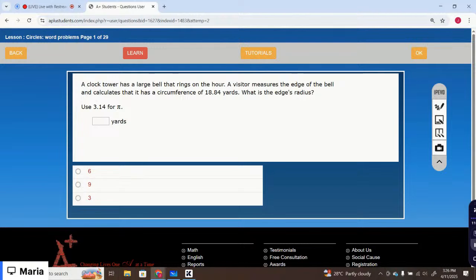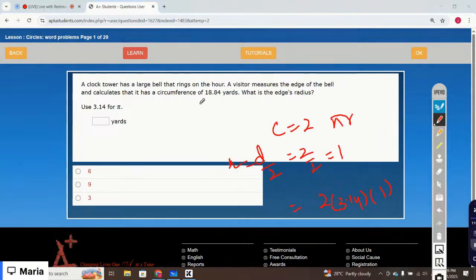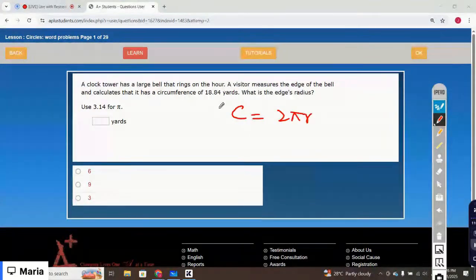A clock tower has a large bell that rings on the hour. A visitor measures the edge of the bell and calculates its circumference. That is 18.84. What is the edge's radius? We are given the circumference. You need to calculate the radius. We know that the circumference is C equals 2 pi r. We need to calculate the value of r, that is C divided by 2 pi. C is 18.84 divided by 2 times 3.14.